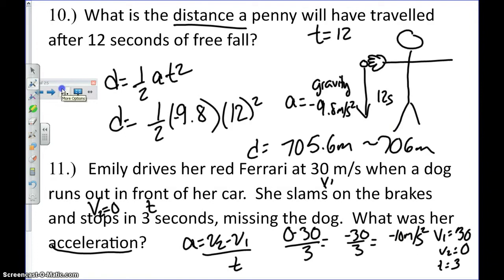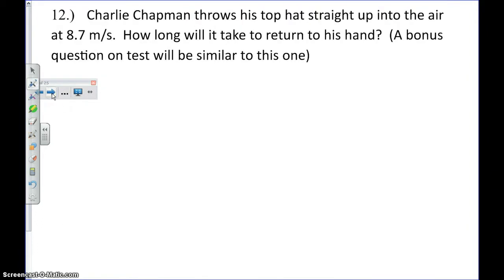And moving on to number 12. Charlie Chaplin throws his top hat straight up into the air at 8.7 meters per second. How long will it take to return to his hand? And you're going to have this as a bonus question, or something very similar, on the test.